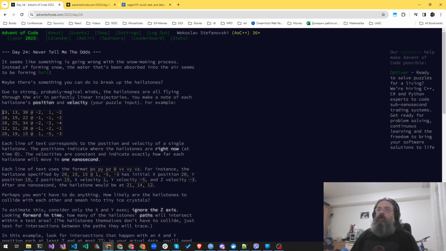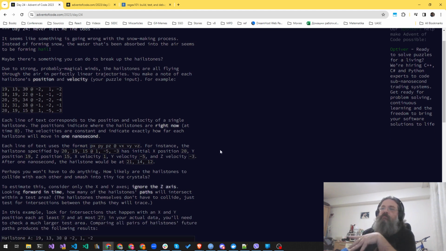What happens? We have some, let's call them moving points, hailstones actually. They're given with their position and velocity. So this is their initial position and this is their velocity. It's separated into three parameters, so that's the x, y, and z positions and x, y, and z velocities. And then we have that.